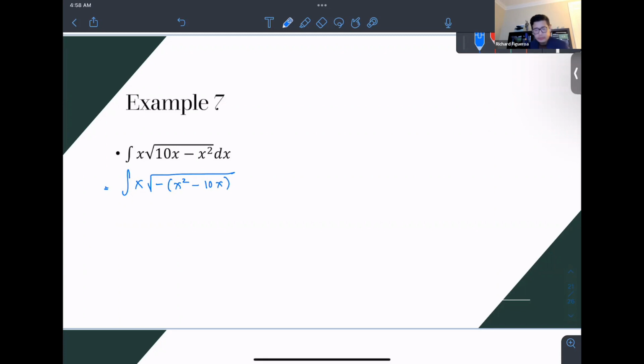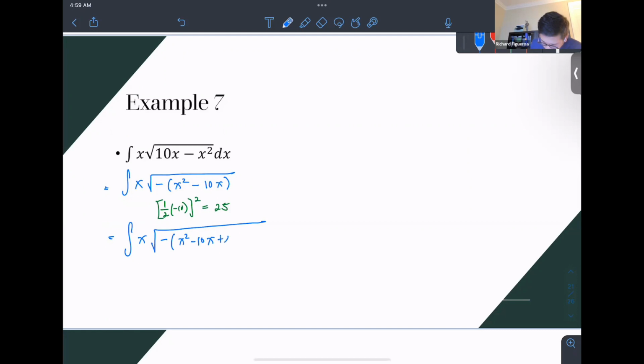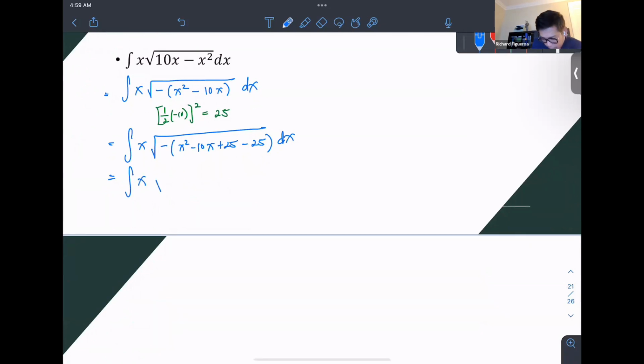It will become x squared minus 10x, and then I'll take half of the negative 10, then square it. So 10 over 2 is 5, squared, so we'll have 25. That is what we will be adding there. So it will be negative, x squared minus 10x plus 25 and minus 25. Of course, we have the x there.